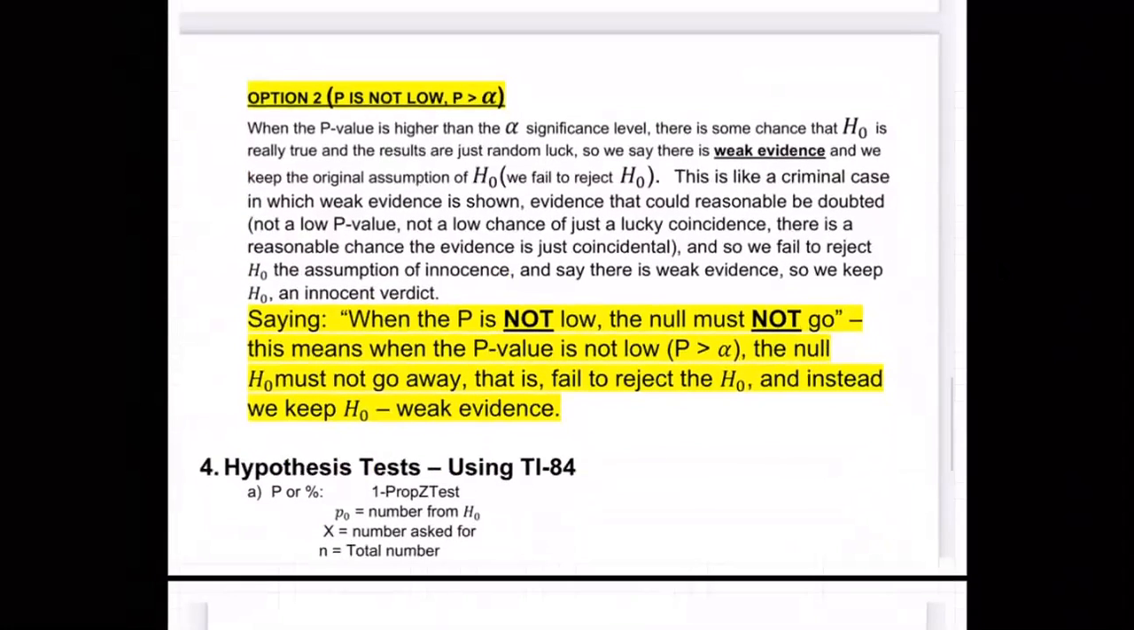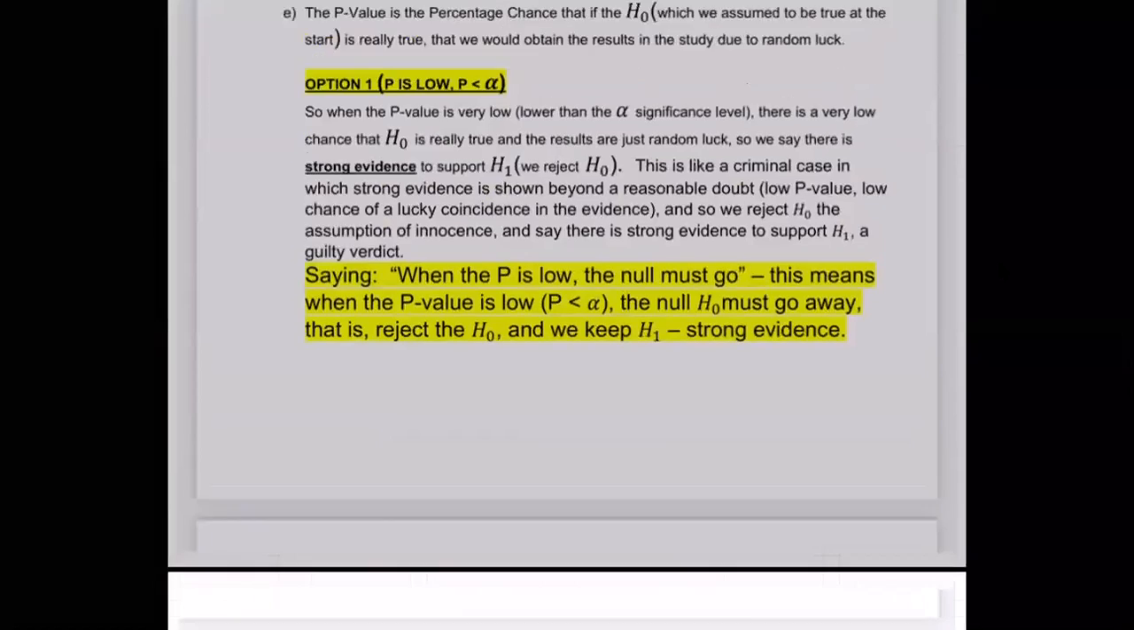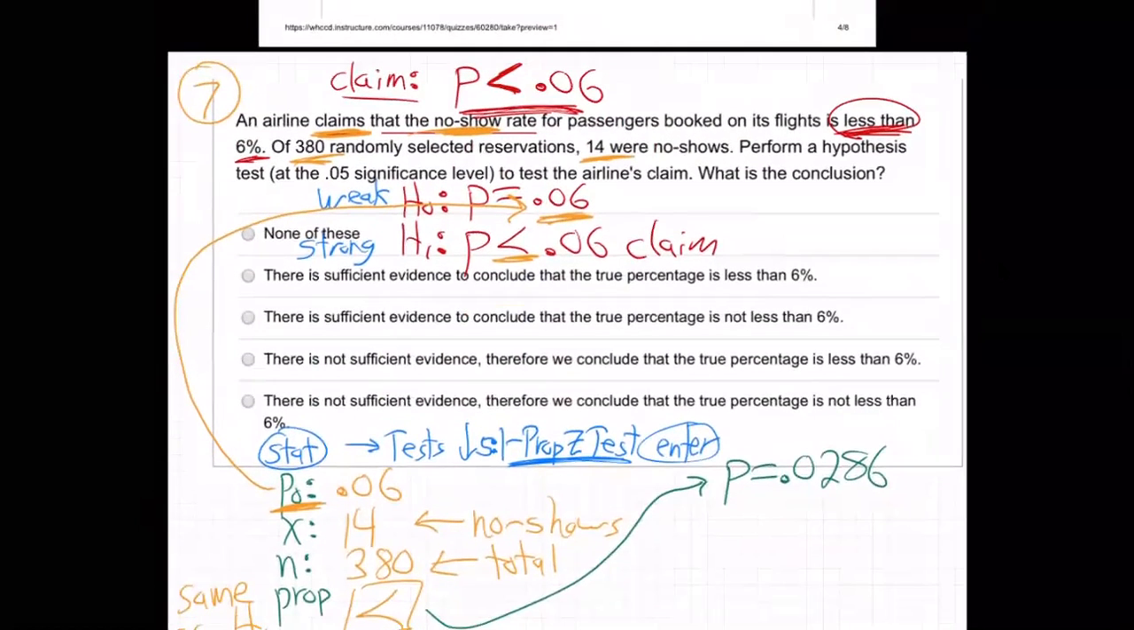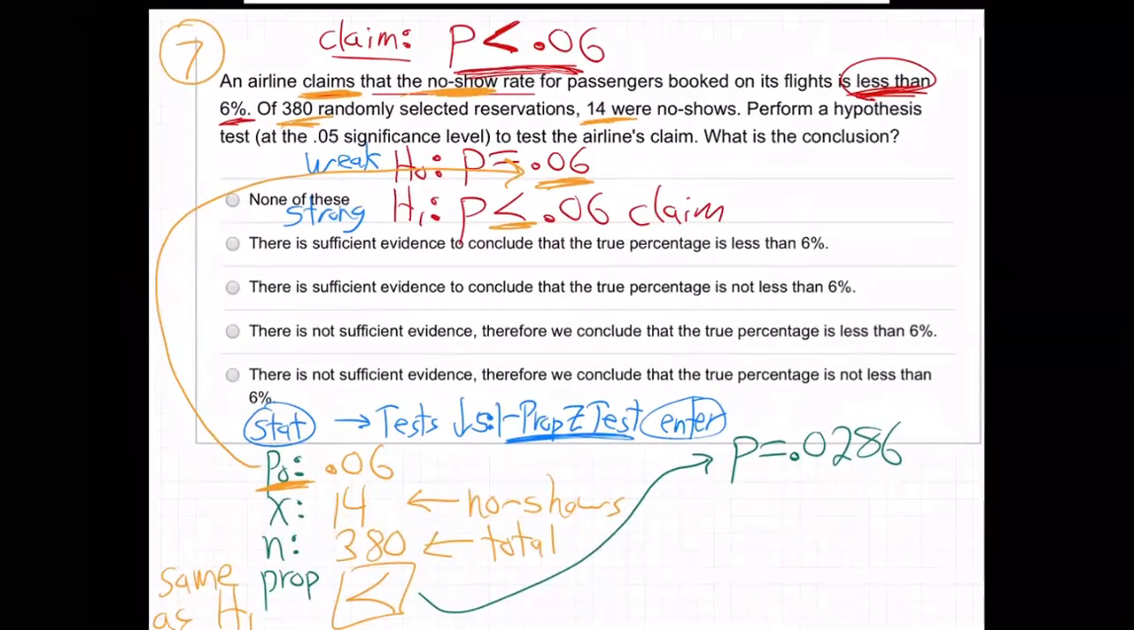Same thing down here. If P is greater, that's option 2, P is greater than alpha, what's the saying in that case? When P is not low, the null must not go. This means when the p-value is not low, meaning it's greater, the null H0 must not go away. That is, fail to reject the null, and instead we keep the null, weak evidence. Okay, so that's the saying. Let's go back. When the P is low, the null must go. That's our saying. So what is the p-value?